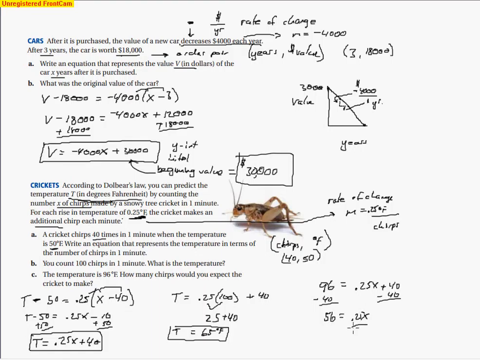So we divide by 0.25, and we'll have to move the decimal point over 2 spaces, add 2 zeros, and we'll see that the answer ends up being 224 chirps. It's quite a few chirps at 96 degrees Fahrenheit. So that is that problem. Let's take a look at one more problem here.